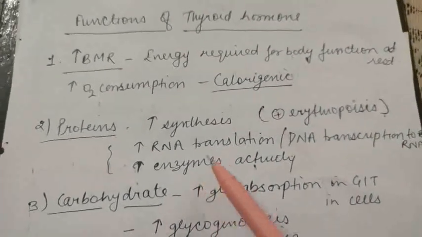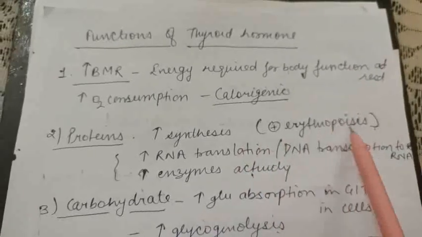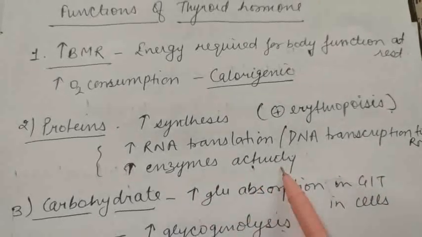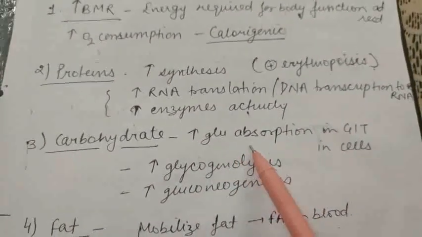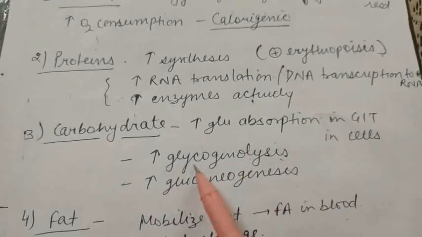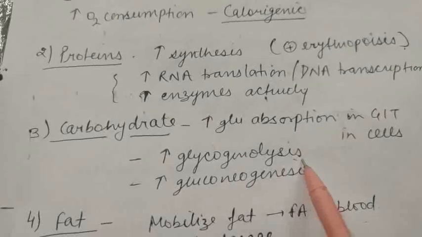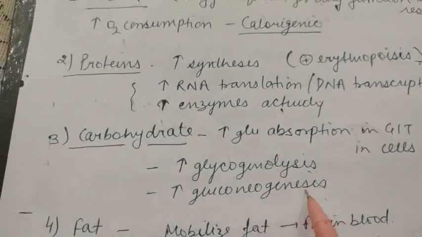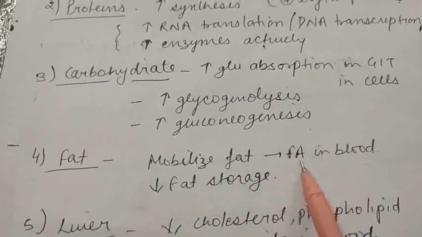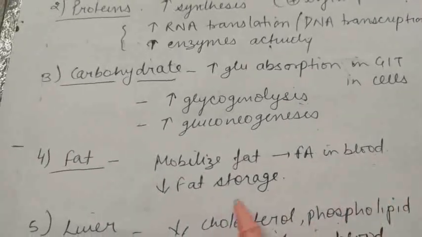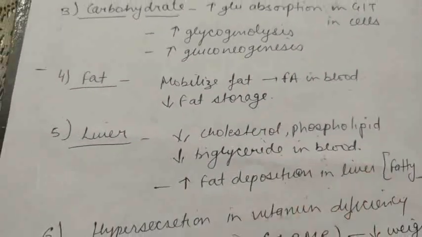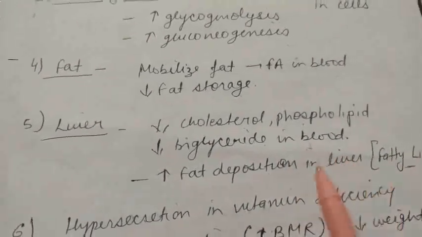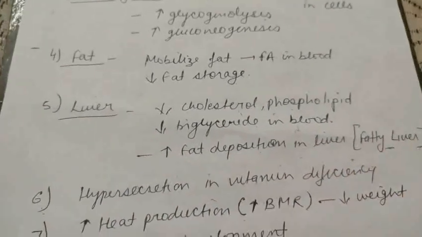For proteins, it increases protein synthesis, stimulates RBC synthesis, increases RNA translation and DNA transcription, and increases enzyme activity. For carbohydrates, it increases glucose absorption in the GIT and cells, and increases glycogenolysis. It increases glucose concentration as well, and gluconeogenesis, so glucose formation is increased. For fats, it mobilizes fats to fatty acids into the blood and decreases the storage of fat. In the liver, it decreases cholesterol and phospholipids, decreases triglyceride level in blood and increases fat deposition in the liver. It can cause fatty liver.